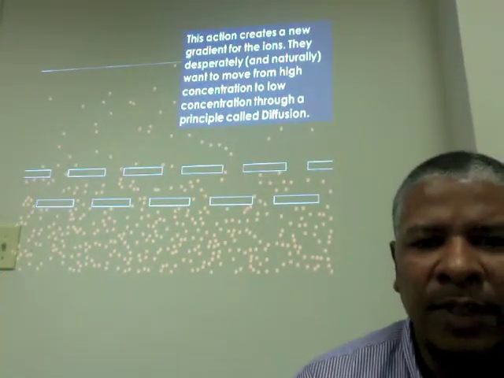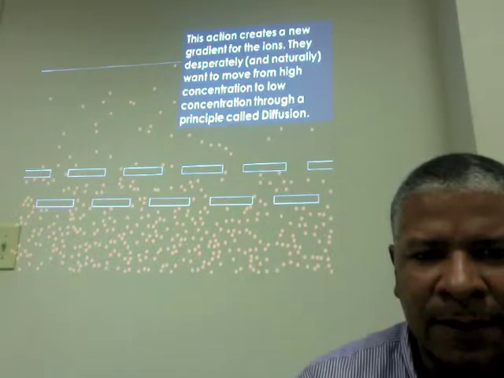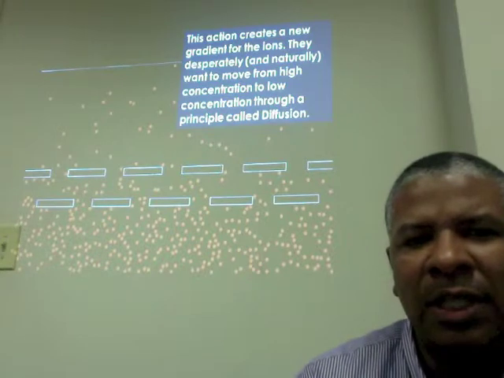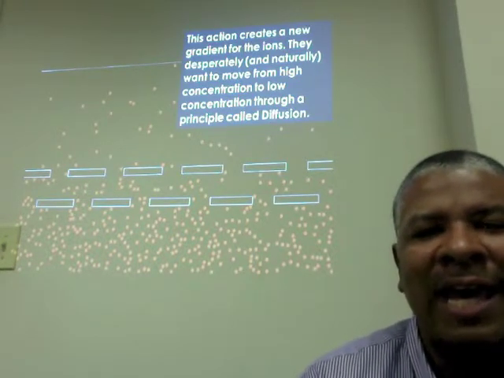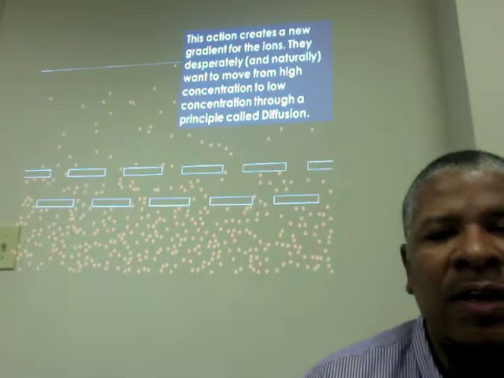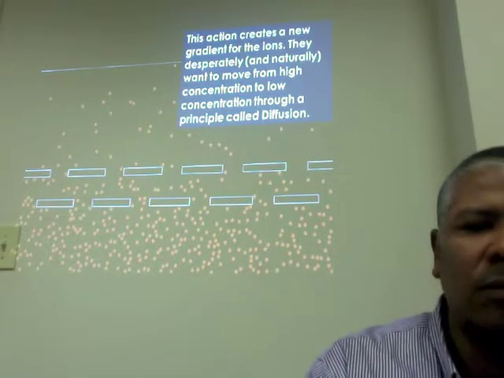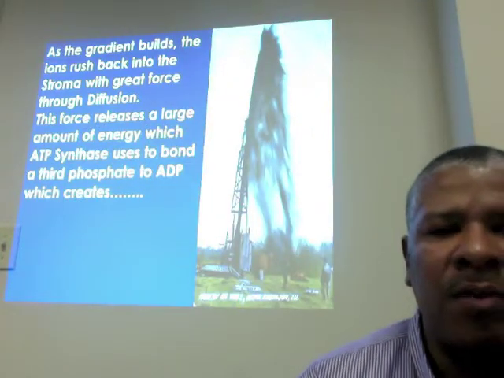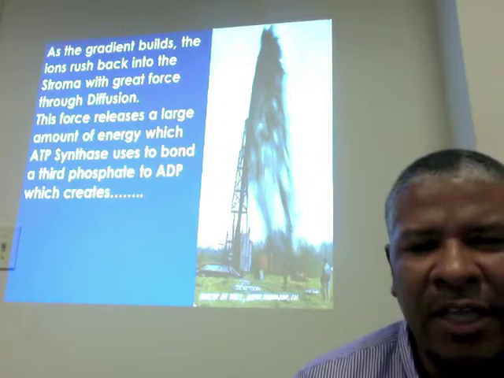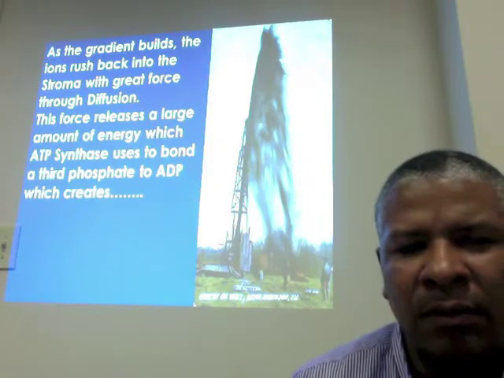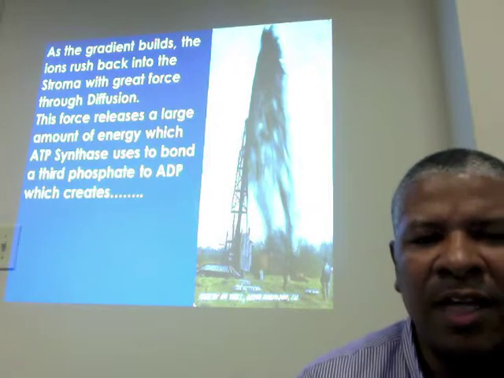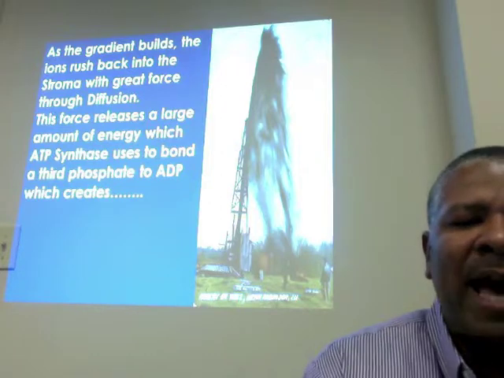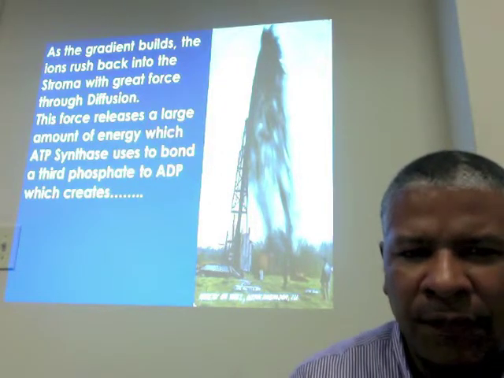Now what this does, this action creates a new gradient for the ions. And through a process called diffusion, these ions desperately and naturally want to move from an area of high concentration back to an area of low concentration. Now, if you think about placing your thumb on a water hose and how that creates a pressure and makes the water rush out stronger and faster, the same principle applies here. As that gradient builds, the ions rush back into the stroma with great force through diffusion.